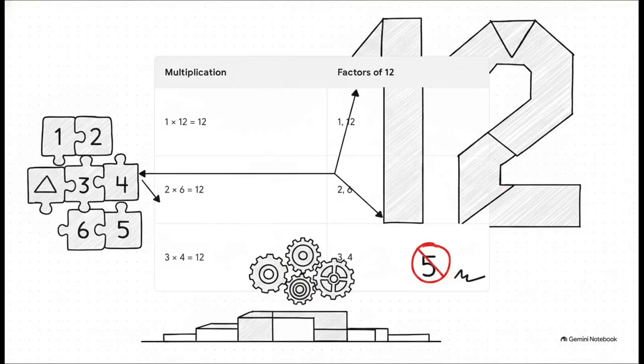Let's look at the number 12 as an example. If we want to find its factors, we just look for the multiplication pairs that give us exactly 12. So we have 1 times 12, we've got 2 times 6, and we have 3 times 4. Now, if we try 5, it just doesn't work. There's a remainder. So we gather up all those numbers we just used, and we get our complete list of factors for 12: 1, 2, 3, 4, 6, and 12. It's like a giant puzzle, and these are the exact pieces that build the number 12.